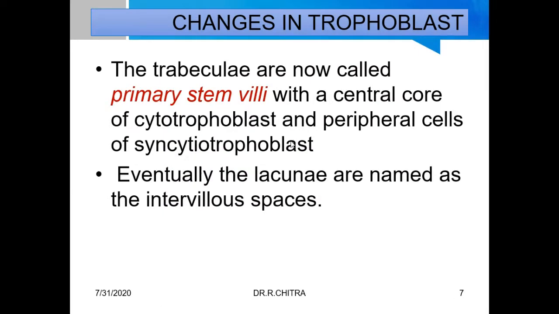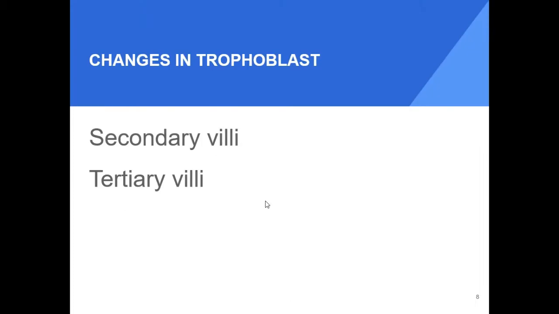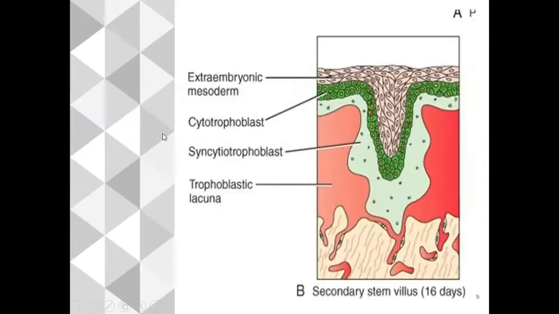So the trabeculae will now be called the primary chorionic villi or primary stem villi, with a central core of cytotrophoblast and peripheral cells of syncytial trophoblast. At this time, these lacunae will be called the intervillous spaces. Further changes in the trophoblast convert the primary villi into the secondary villi and the tertiary villi.